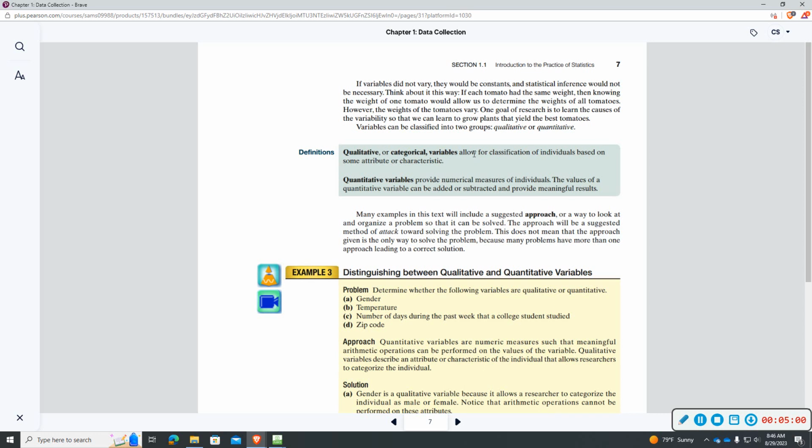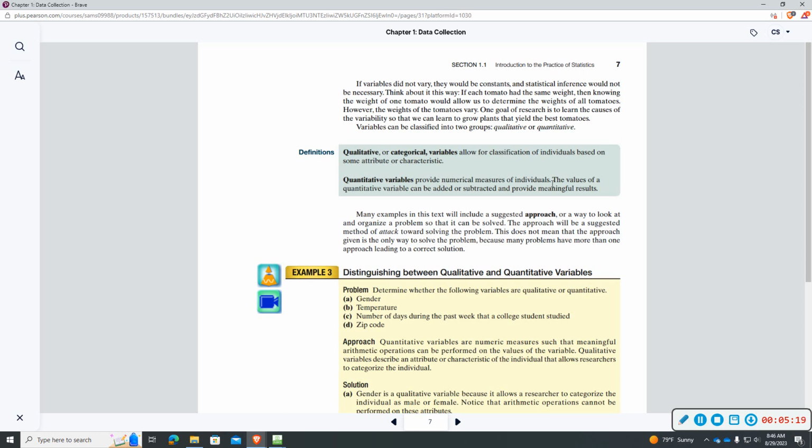So qualitative are going to be categorical, basically attributes and characteristics. If it's a number, you cannot perform any meaningful math with it. And then quantitative are going to be numerical measures that can be added or subtracted, and you can get meaningful results, as it's saying here.